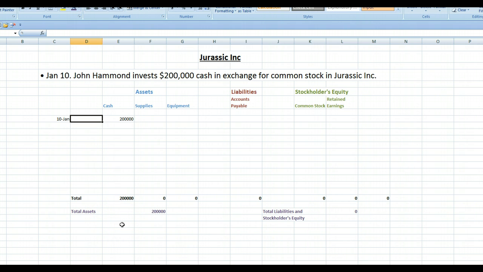But there has to be a giving and a receiving. What did John Hammond receive in exchange? He received common stock. Therefore, our common stock also increased by $200,000. Each action has an equal opposite reaction. $200,000 cash in exchange for $200,000 common stock. Does your accounting equation work? Accounting equation says total assets, which is $200,000, equals total liabilities and stockholders' equity, which is also $200,000. Liabilities are 0, stockholders' equity is $200,000, and cash is $200,000.